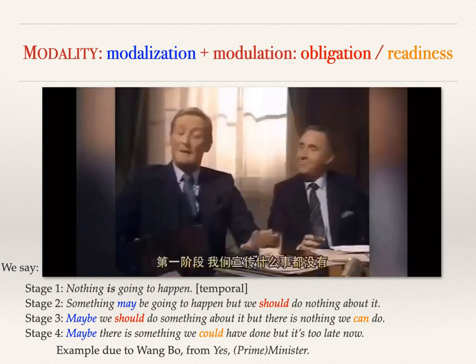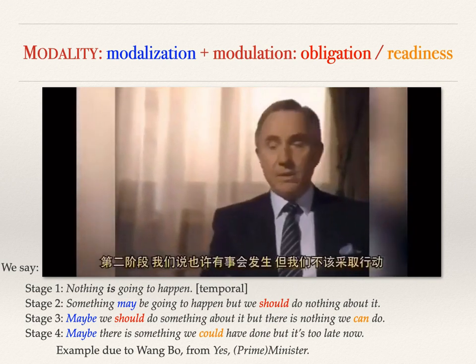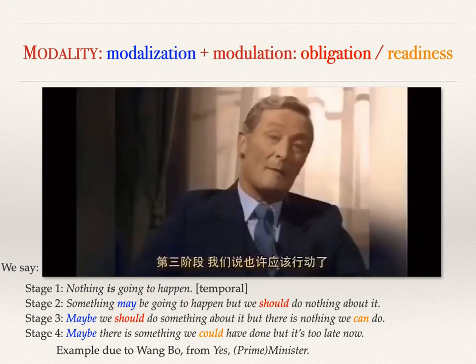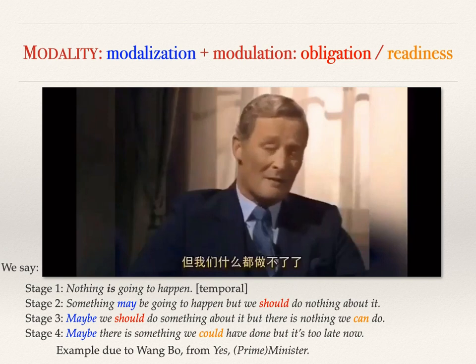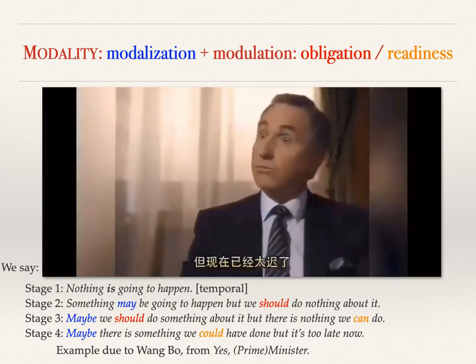Stage one, we say nothing is going to happen. Stage two, we say something may be going to happen, but we should do nothing about it. In stage three, we say that maybe we should do something about it, but there's nothing we can do. Stage four, we say maybe there was something we could have done, but it's too late now.